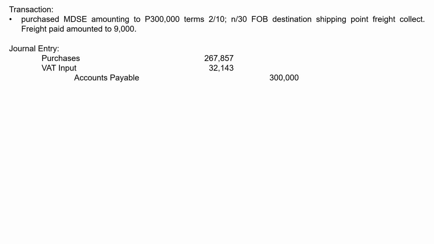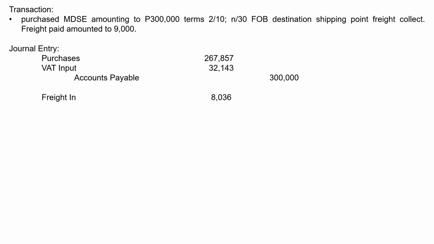So please remember, it did not mention whether it is VAT inclusive or VAT exclusive. So assume that that is VAT inclusive, because if it is VAT exclusive, it will say so. So the assumption here will always be VAT inclusive if there was no mention that the VAT is not yet included. Okay? Next is for the freight paid.